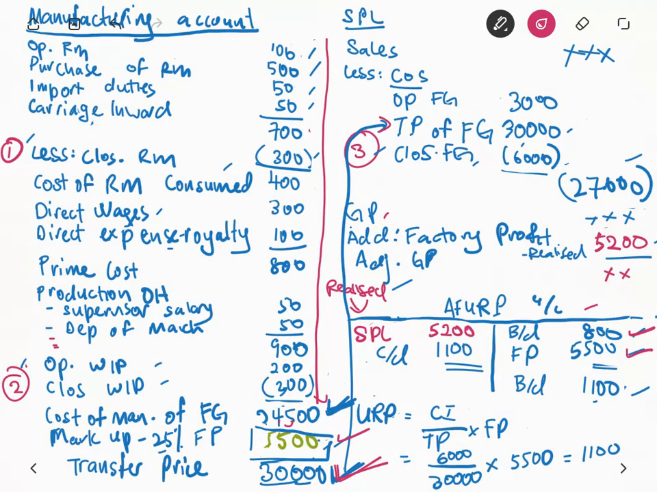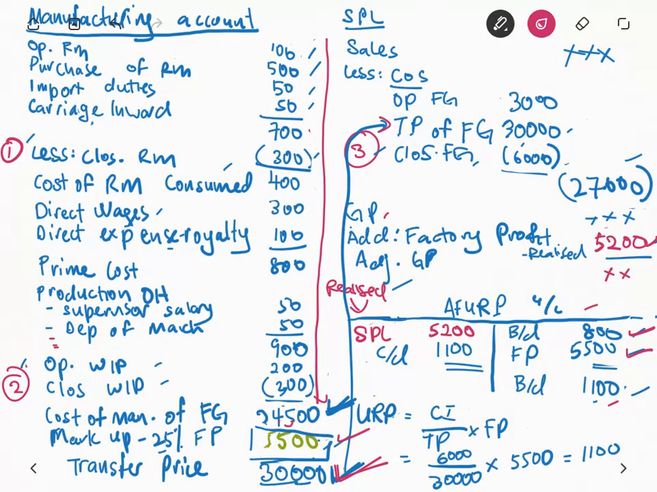6,000 unsold out of the 30,000. So unrealized profit will be closing divided by transfer price. Out of the 30, 6,000 unsold means 20% unsold. 20% unsold, 20% unrealized. Put it here. If 1 is unrealized, means the balance is realized. Put it as part of your income. Okay, so we're going to do this for this question.